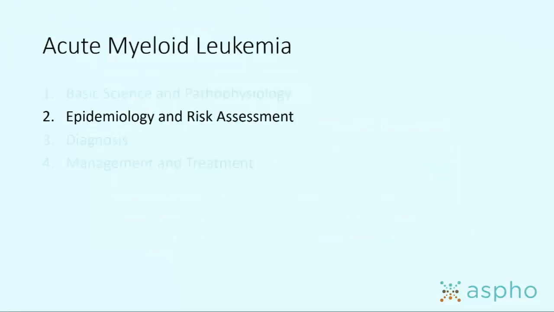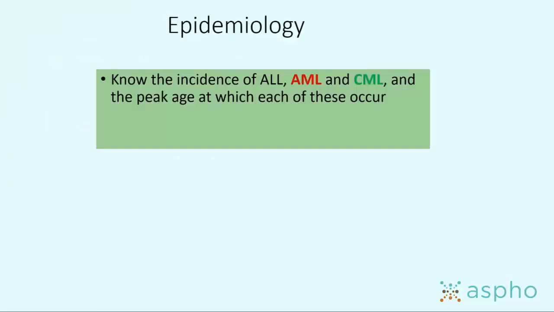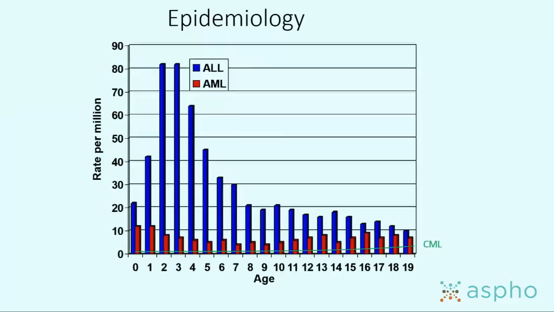Okay, so the second part of AML is epidemiology and risk assessment. In epidemiology, they would like you to know the incidence of the major forms of leukemia and the peak age that they occur. I don't have to go through ALL again. You can see the peak age is early in childhood.